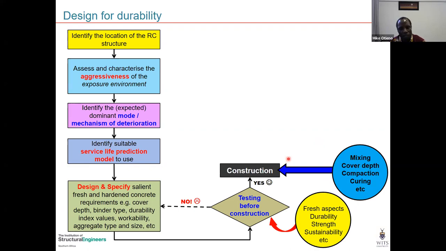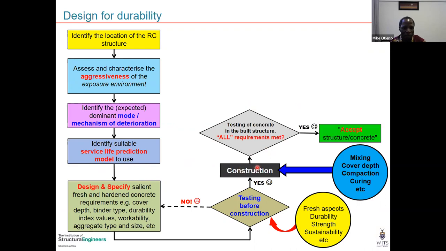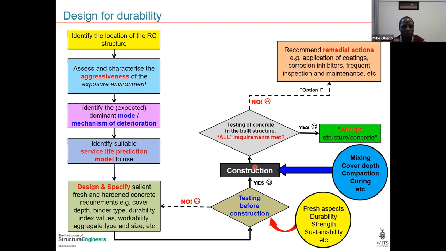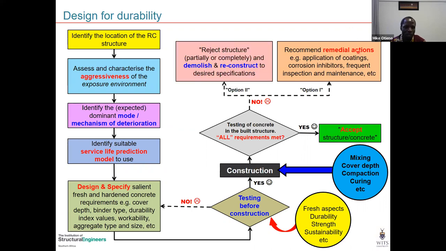Then after construction, we again need to test our concrete to ensure that what we designed for from a durability point of view has been achieved by the contractor. If yes, we accept. If no, of course, we have two options. Either we remedy the problems or we reject the structure, which means to demolish and reconstruct. Until then, we cannot accept the concrete or the structure.